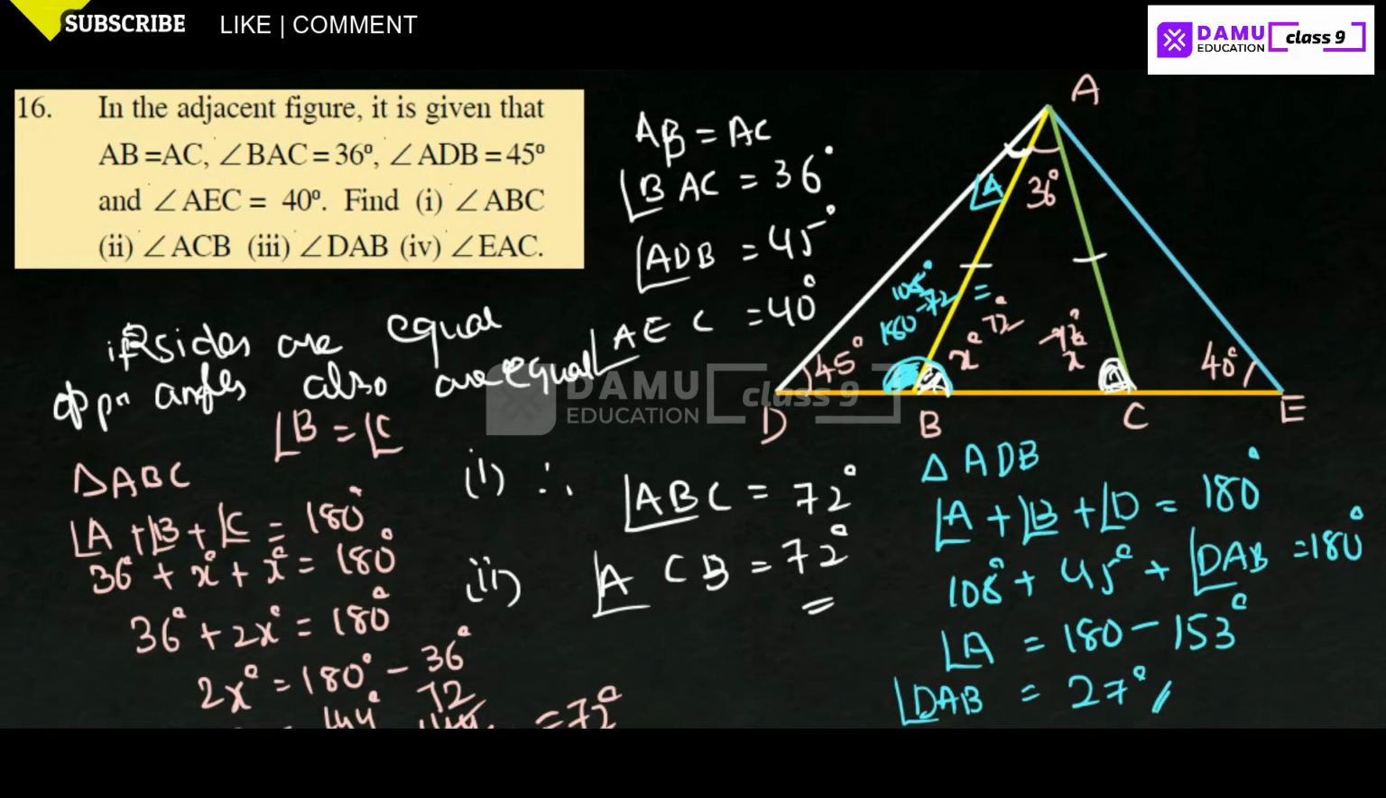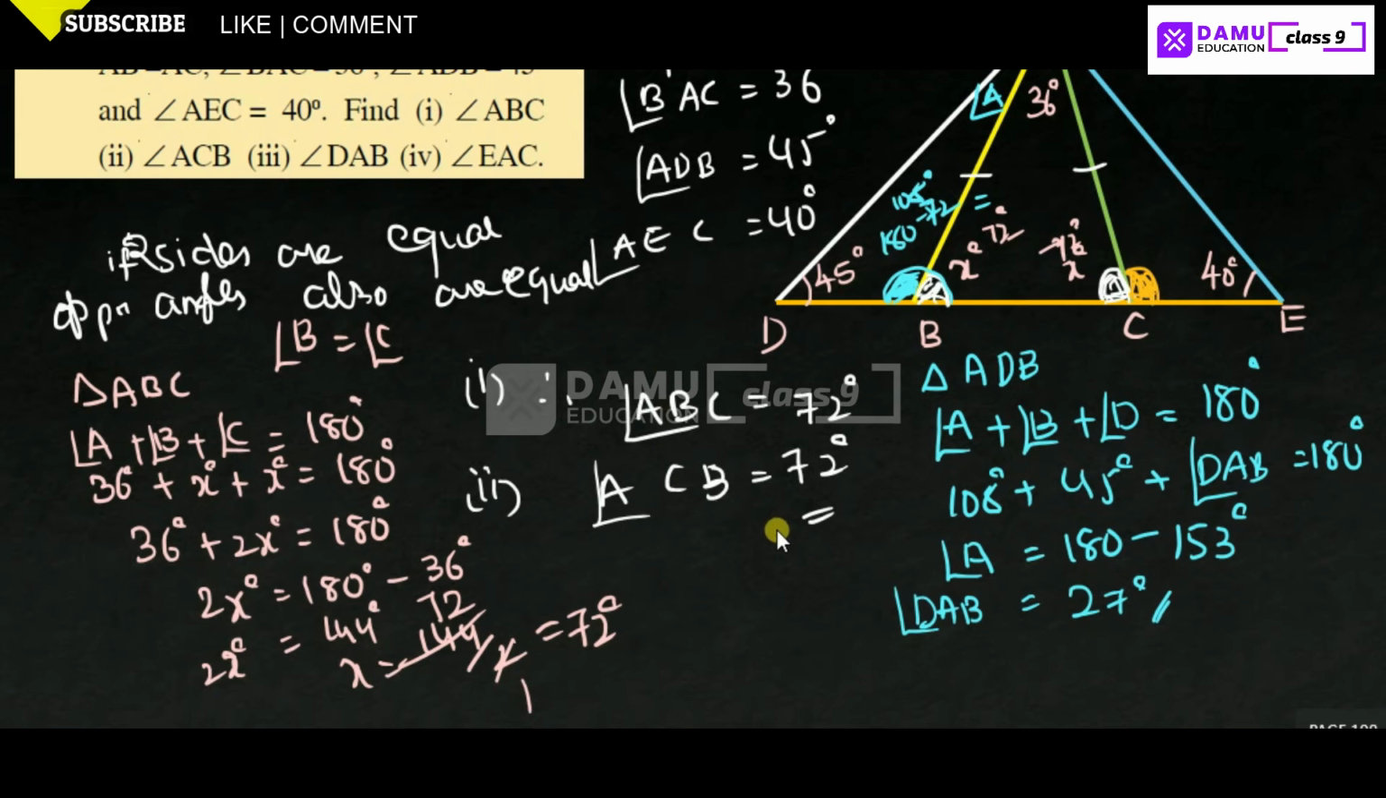Then we have to find another angle, angle ECA. From the linear pair, that angle will be equal to 180 minus 72, which is 108 degrees. How? Because here it is 180 minus 72.